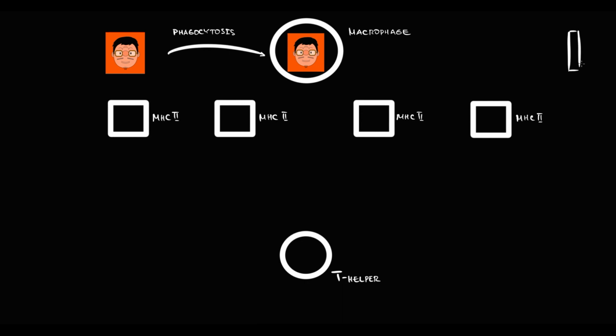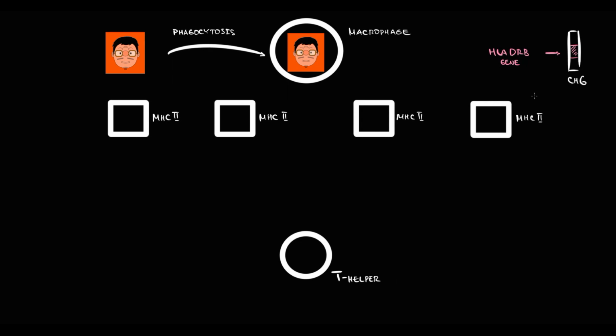What we have to know about MHC II receptor is that it's a protein. And the genetic information that tells us how to make MHC II receptor is contained in the gene that is located on chromosome 6. And we call this gene the HLA-DRB gene. But we have different variations of HLA-DRB genes, and such variations we call alleles.